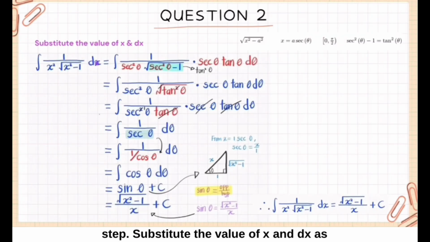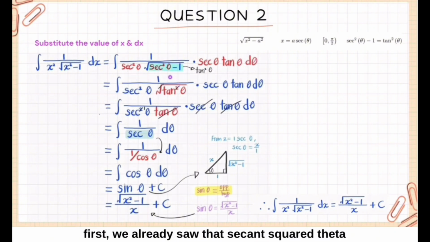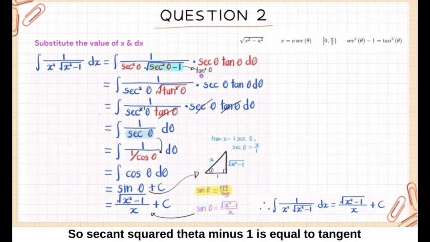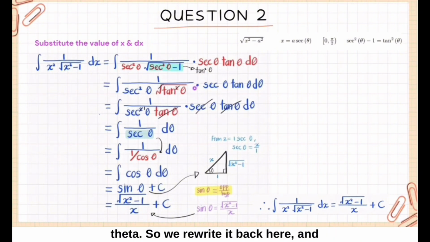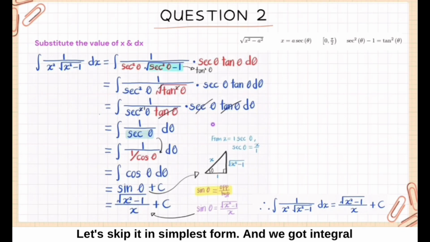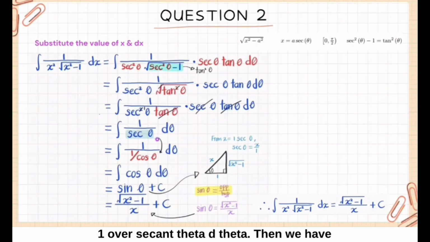Here is the next step. Substitute the value of x and dx as in this red handwriting. First, we already saw secant squared theta minus 1 here. This is an identity based on the trigonometric substitution table earlier. So secant squared theta minus 1 is equal to tangent squared theta, so we rewrite it back here. We can cancel the square root and the square, keeping it in the simplest form, and we get the integral of 1 over secant theta d theta.